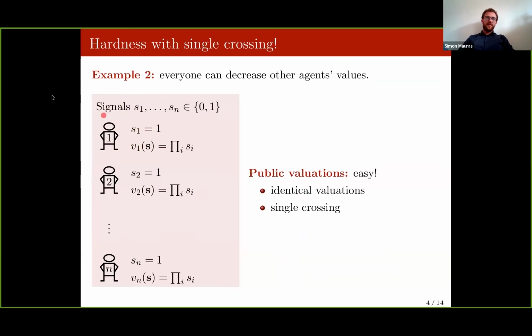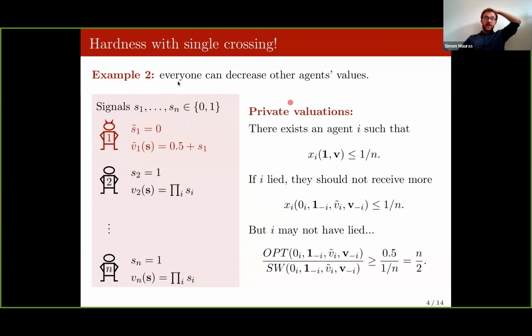Look at this instance where every buyer's value is going to be the product of all of the signals, and all the signals in this instance are going to be 1. Once again, this is a very easy example with public valuations. We have identical valuations, so technically, no matter what we do, we achieve optimal welfare. And also it happens to be single crossing. Remember, Divya said that with single crossing valuations, we have optimal welfare if we have public values. But in the private case, this is harder, right?